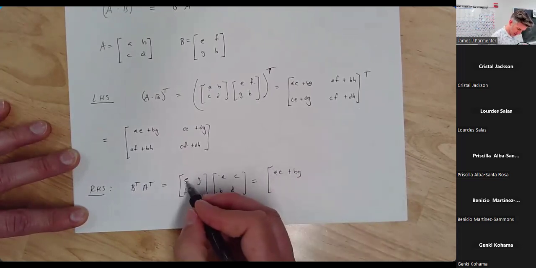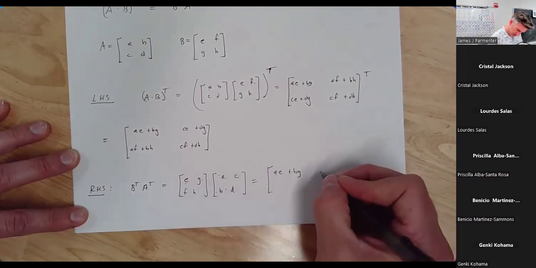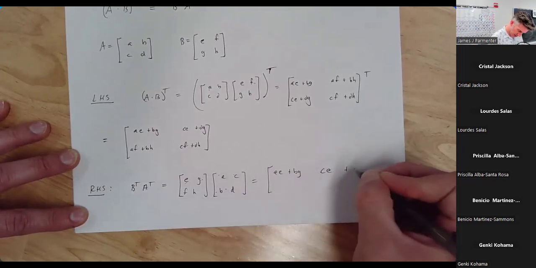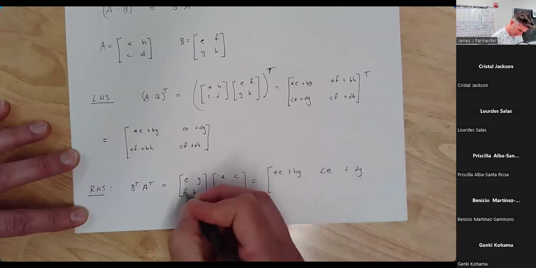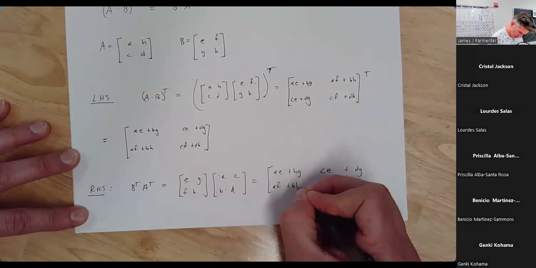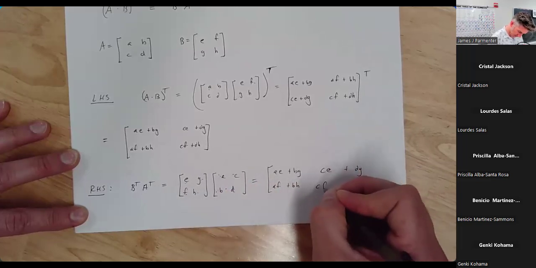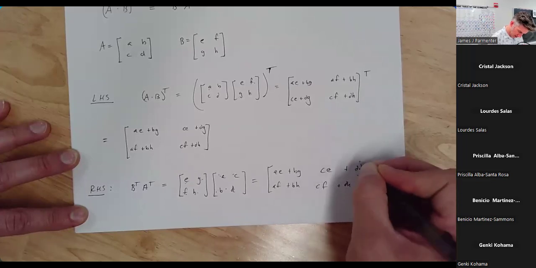And then E times C plus G times D. So CE plus DG. And then F times A plus H times B. So AF plus BH. And then F times C plus H times D. So CF plus DH. And look, they're the same.